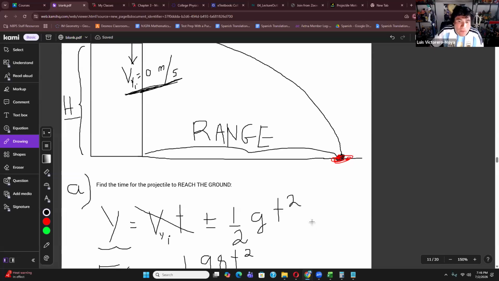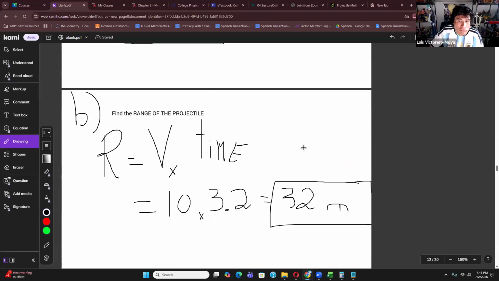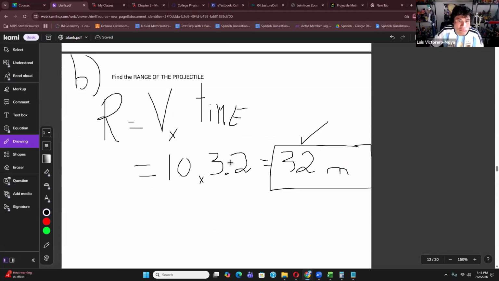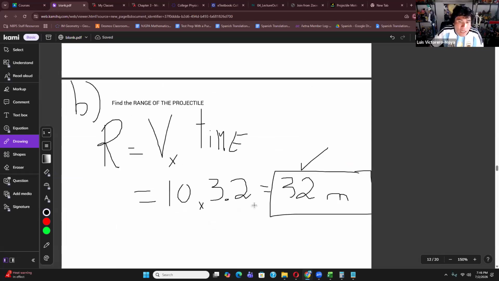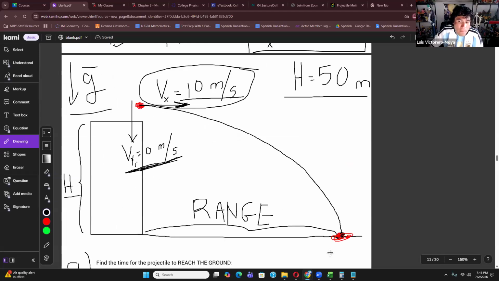All right. Any questions? There's more you can do. I'm just showing you the basics right now. The time, we call this the flying time as well. And this is the range. Now you can find the horizontal distance in a motion like this.